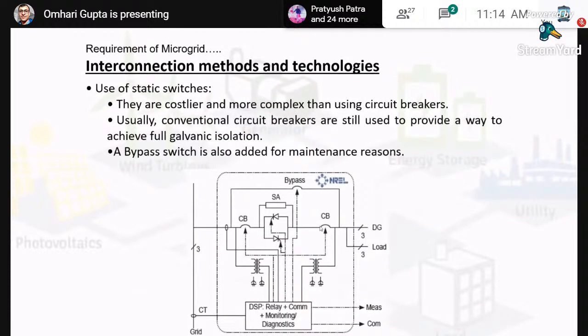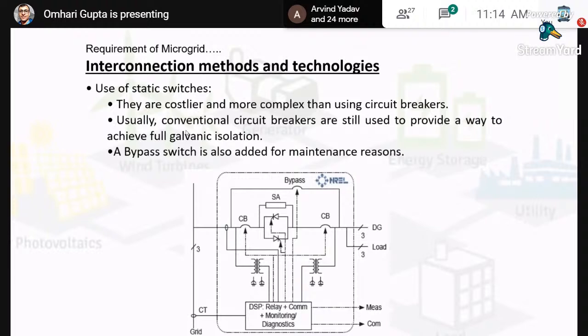Based upon static switches, you may have anti-parallel thyristors. As you can see, the switching of these thyristors can be controlled by having a separate control mechanism that can utilize the voltages of both the sides. And sometimes you may also require the current, and that current can be obtained with the help of CTs. These are costlier and more complex than the previous method.